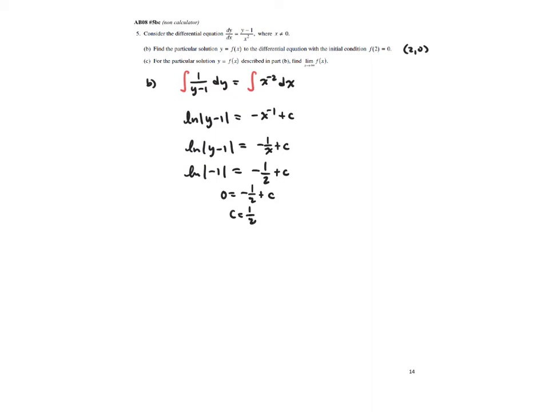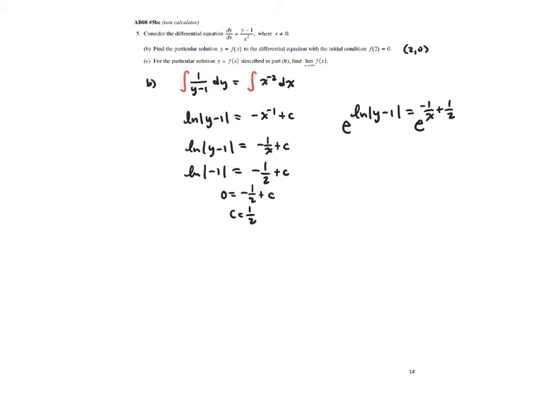Okay, so I'm going to continue my work here, looking at finding the particular solution. I'm going to write this as ln|y minus 1| equals negative 1 over x plus a half. Here comes the process of isolating y. Let's isolate y by taking e to the power of both sides. That'll be e to the power of the ln of the absolute value of y minus 1, and e to the power of negative 1 over x plus 1 half.